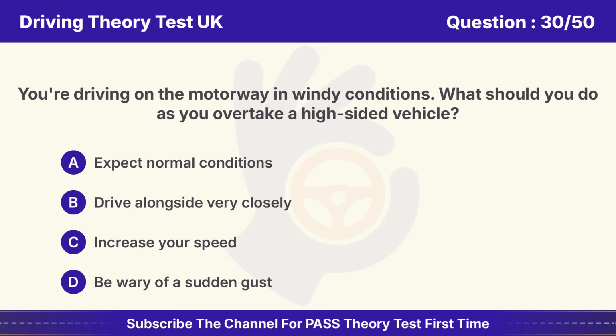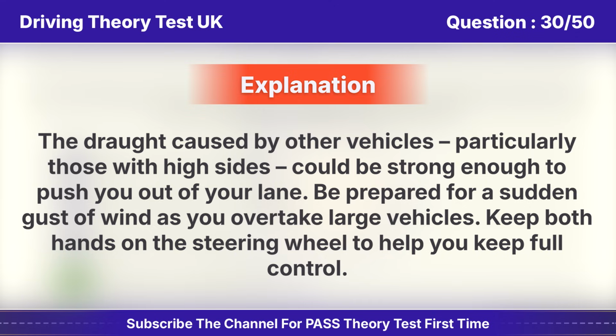Question 30. You're driving on the motorway in windy conditions. What should you do as you overtake a high-sided vehicle? Answer is D. Be wary of a sudden gust. The draft caused by other vehicles, particularly those with high sides, could be strong enough to push you out of your lane. Be prepared for a sudden gust of wind as you overtake large vehicles. Keep both hands on the steering wheel to help you keep full control.